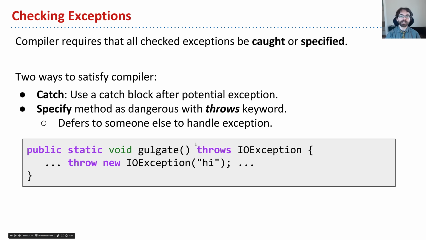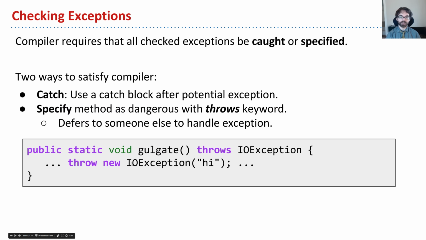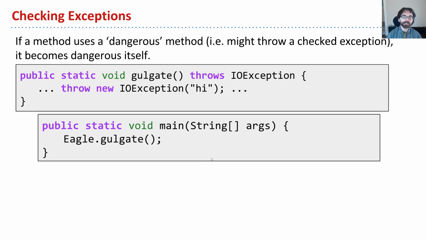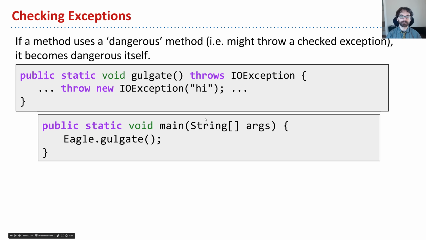And so that way we know. So if we try to compile eagle with this method signature as opposed to this method signature, it'll work perfectly fine even without a catch. So no catch, you just put throws IO exception, it'll compile just fine. So basically the philosophy there actually is that we're deferring to someone else. We're warning the world that I'm a method that's dangerous. When you Goalgate, there might be an IO exception and you need to handle it.